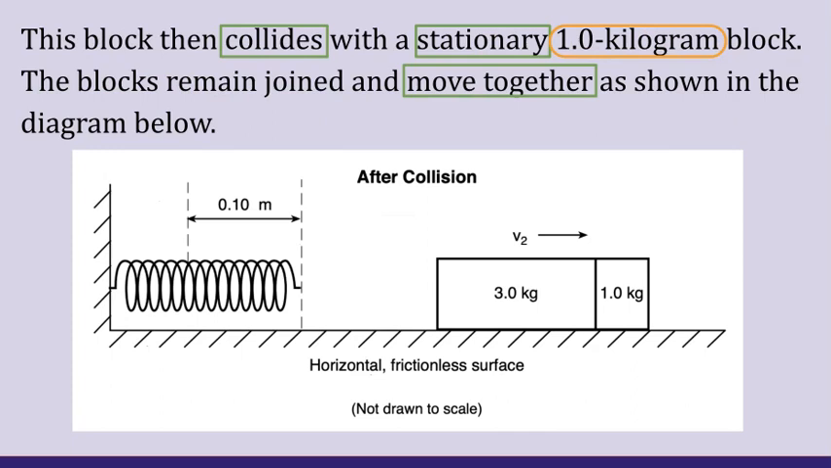This block then collides with a stationary 1 kilogram block. The blocks remain joined and move together as shown in the diagram below. I put a box around collides because every time there's a collision problem, I know I'm using P before equals P after. Stationary is going to be important for that section of the problem, and moving together is also going to be important because that's the equation that I have to expand on my own, and these are going to help me figure out how exactly I should do that.